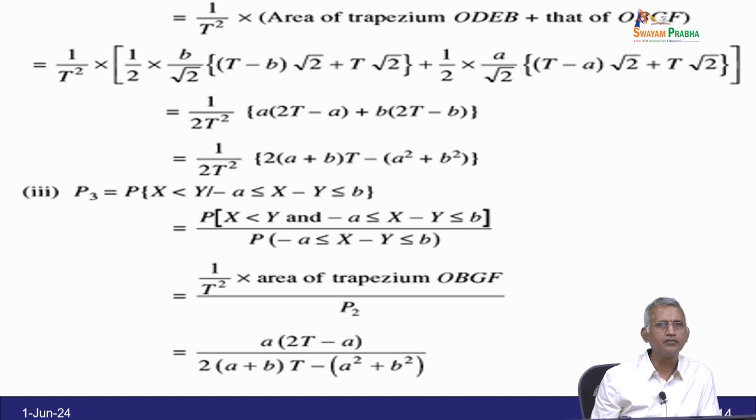So, you know the area of the trapezium is half into length into breadth, so you take b by root 2 into t minus b into root 2 plus t into root 2, and then half into a by root 2 into t minus a into root 2 plus t into root 2. So, simplify: 1 by t square is common to all and 1 by 2 is also common, therefore 1 by 2 t square, which is equal to a into 2t minus a plus b into 2t minus b, which is equal to 1 by 2t square into twice of a plus b into t minus of a square plus b square. So, this is the answer to the second one.